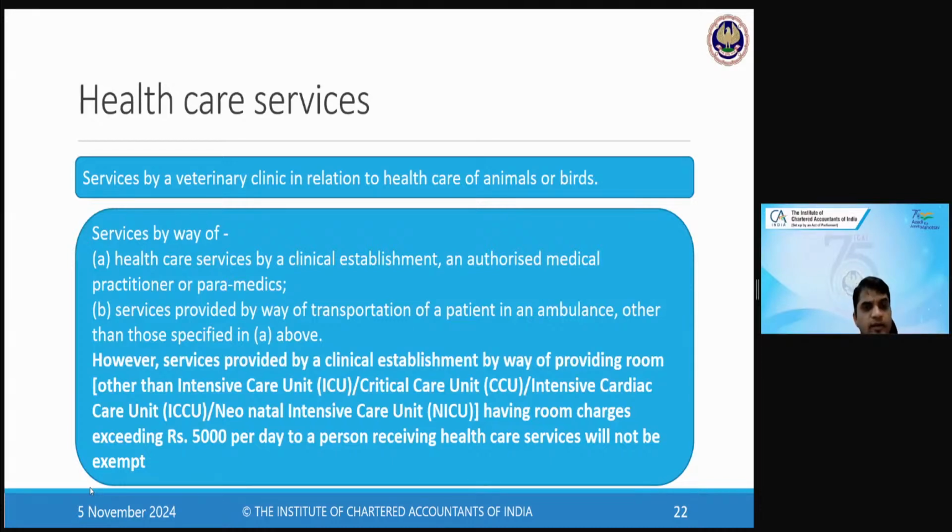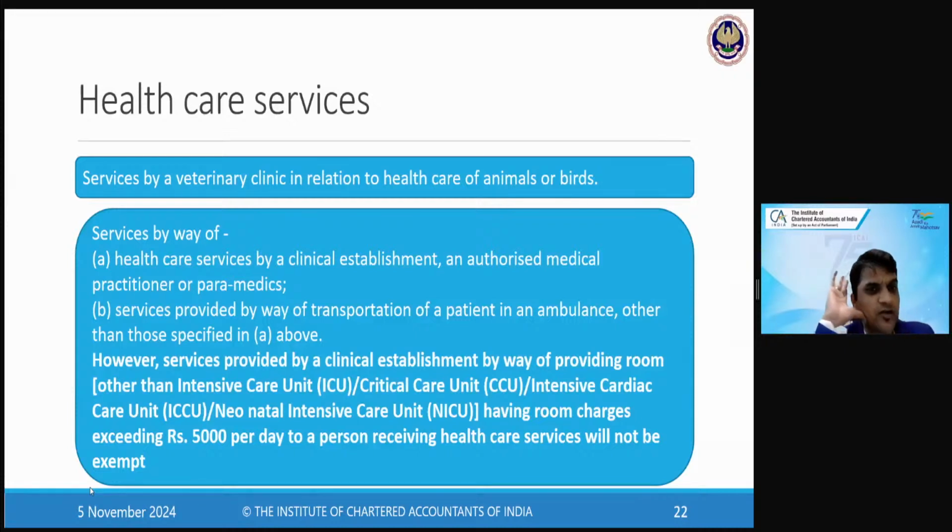Sir, in cashless treatment, we'll come to that. What happens in case of cashless treatment? Will the insurance company get ITC or only the patient? There will not be any ITC, sir, because GST will not be charged by the hospital unless it is above 5,000 rupees room charges. If it is more than 5,000 rupees room charges, then they will charge GST. Who is the service receiver? The patient is the service receiver. And when the insurance company is paying the consideration, then they will have to pay it and claim the credit.